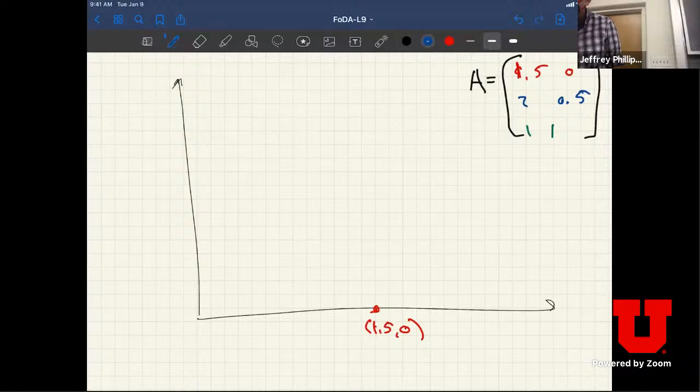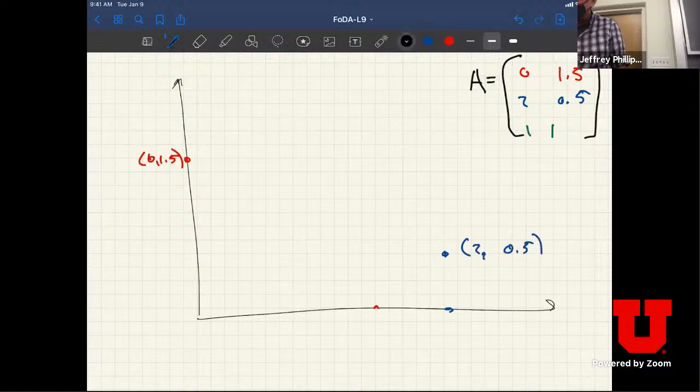I want to switch this one around. Okay, hold on. 0, 1.5. Okay, let's do 0, 1.5, this would be 0, 1.5. Then 2, 0.5 might be here, 2, comma, 0.5. And this will be a useful example to think about. And then 1, 1 might be somewhere in here. And so I can think of these as individual vectors.